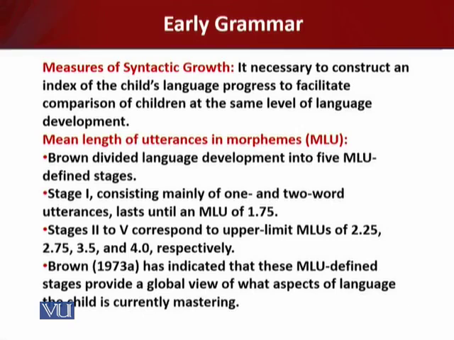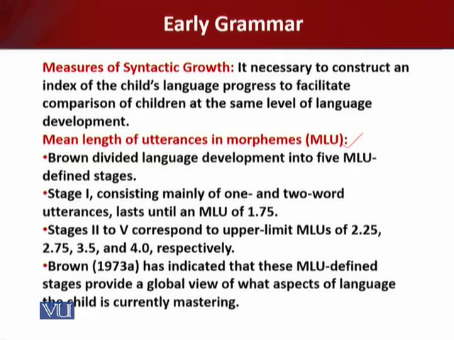Researchers have developed various measures of syntactic development. The best known and most widely used is the mean length of utterance in morphemes, also known as MLU. This method consists of taking 100 of a child's spontaneous utterances and counting the number of morphemes per utterance. Basically, it's a very conservative index of a child's ability to combine morphemes in a productive manner.